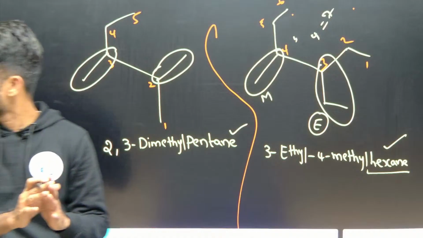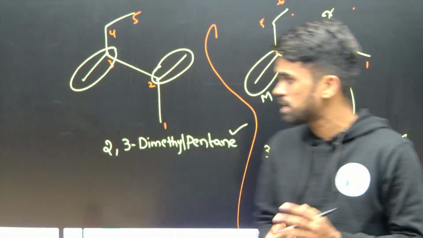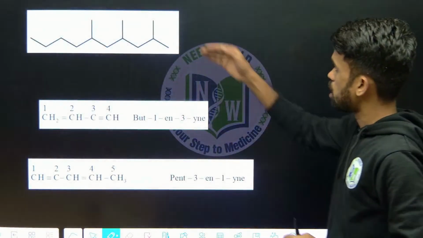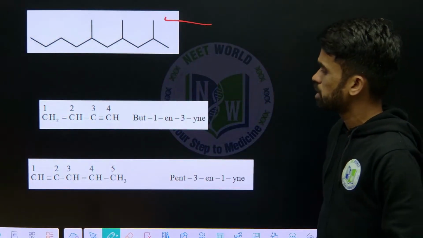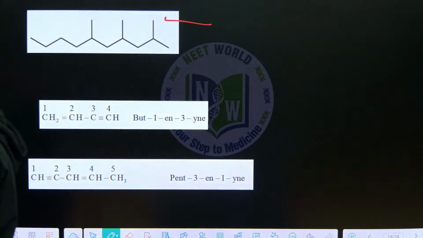Hope you got clarity on these basic compounds, right? Now let me show you these compounds. Just try to give a name for this compound. See, what is the IUPAC name of this picture which I am showing? Tell me first, I know you can easily answer.